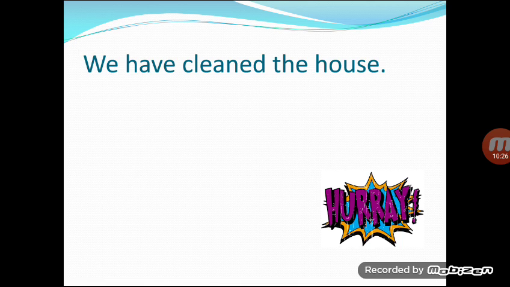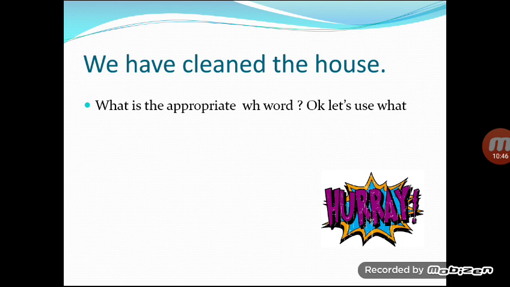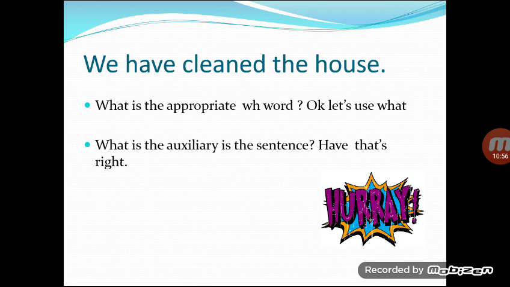We have cleaned the house. We, subject. And what is have? It is an auxiliary verb. Yes, very good. Cleaned, verb 3, past participle. The house is the object. Let's do it. What is the appropriate word to use here? Okay, let's use what, about the house. Now, what is the auxiliary here? It is have. Yes, very good.